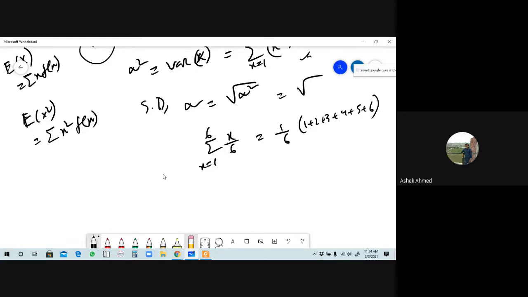Now tell me, can you say the result of 1 plus 2 plus dot dot plus n? What was the sum formula? n into n plus 1 divided by 2. How many terms are here? 6 terms. The value of n is 6. So this will be 6 into (6 plus 1) divided by 2. So 6 is cancelled and this will be 7/2, which is 3.5. This is our result for the mean.